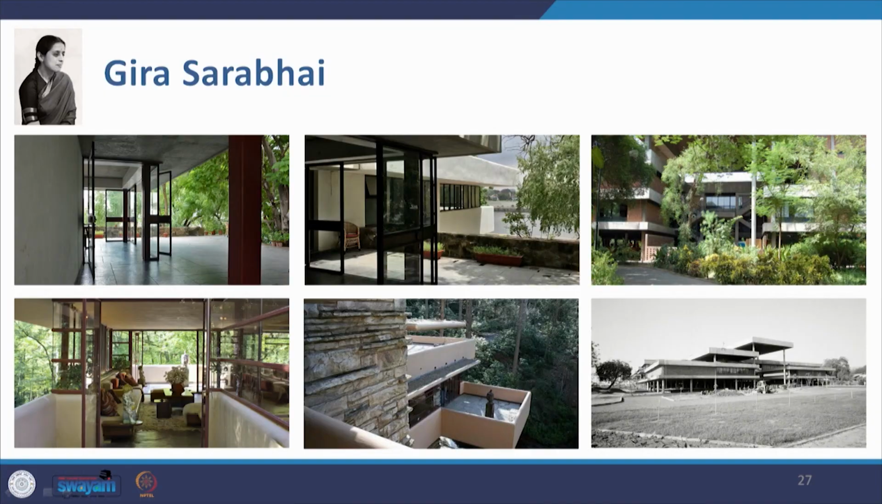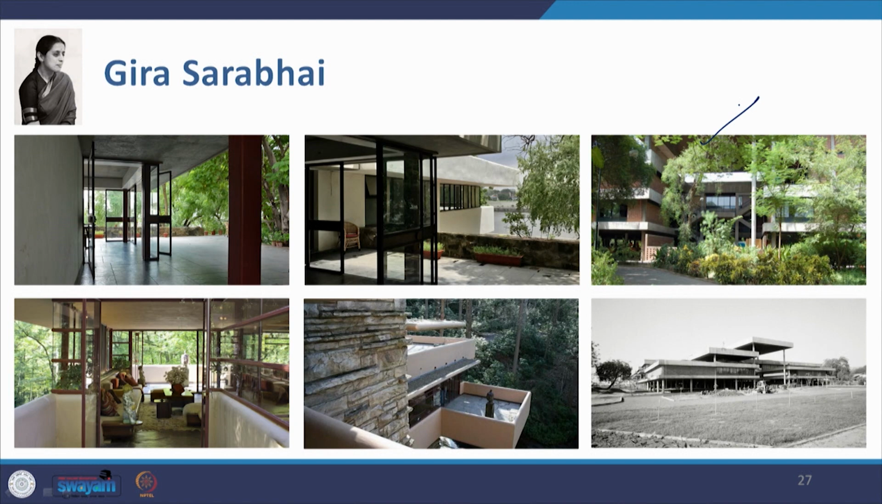in Calico. Now we see the same ideas of organic architecture, free flowing spaces, the way materials and forms are used in the works of Nari Gandhi. We see the way spaces are put together in the works of Gira Sarabhai, in one house that she designed in Ahmedabad, and also in the NID building, the National Institute of Design building.